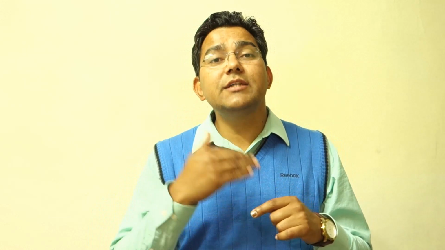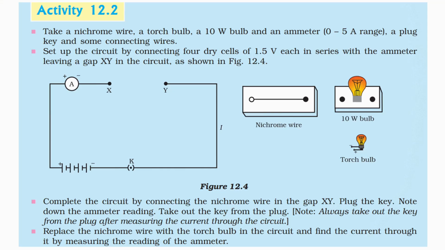So resistance is directly proportional to length of the wire and inversely proportional to the cross section of the wire. The thicker the wire, the lesser the resistance. The longer the wire, the more the resistance. I hope this example has made the concept of resistance clear to you. As we are familiar with the concept of resistance now, let's do the activity 12.2.